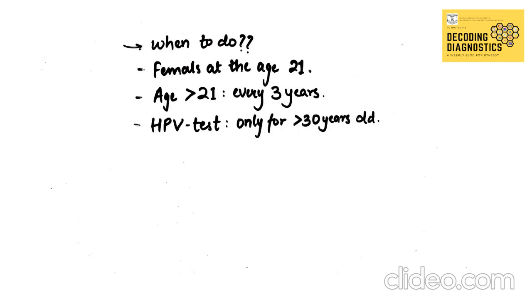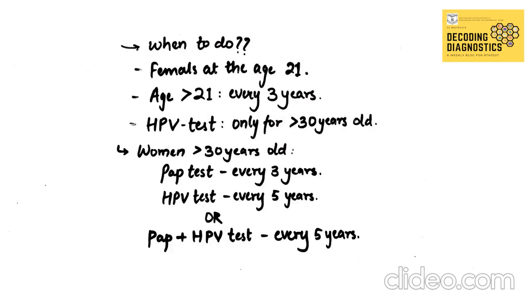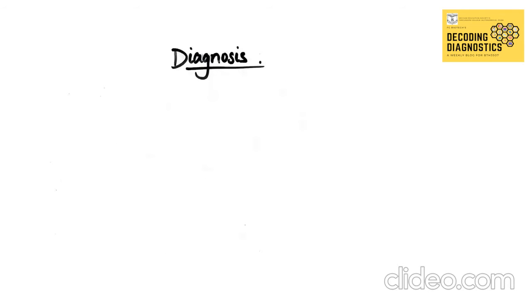HPV test is only for females who are above 30 years old. Women of age group 30 to 65 can take a Pap test alone after every 3 years, HPV test alone after every 5 years, or a co-test, which means both Pap test and HPV test, after every 5 years.